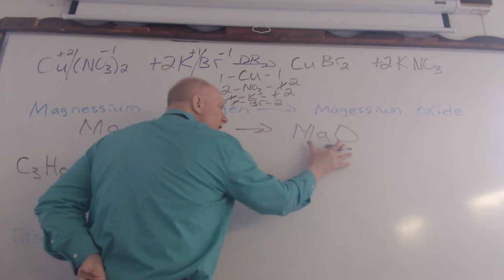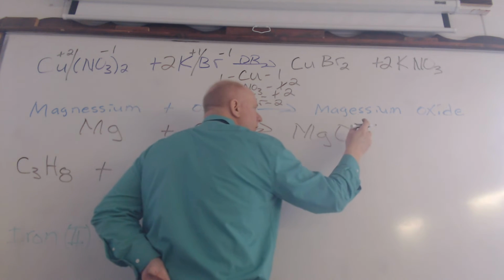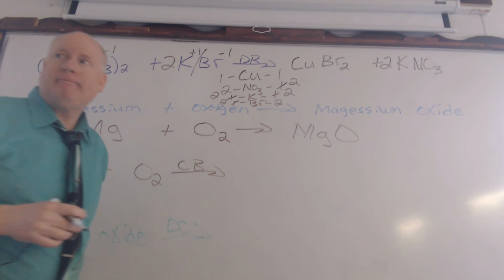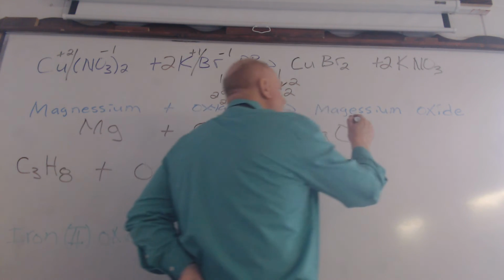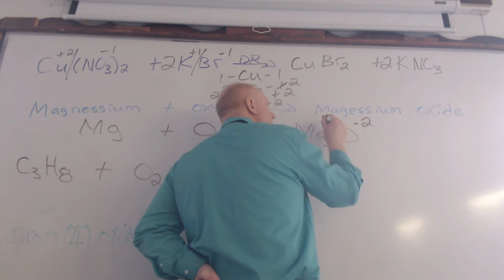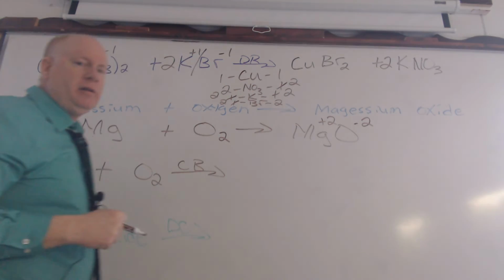But are we done on this side, though? No. What's the charge of the oxide ion? -2. What's the charge of magnesium? +2. So that adds up to 0. So we're good with that.